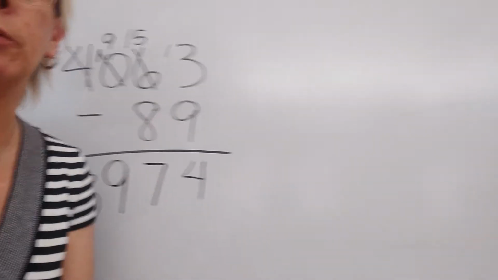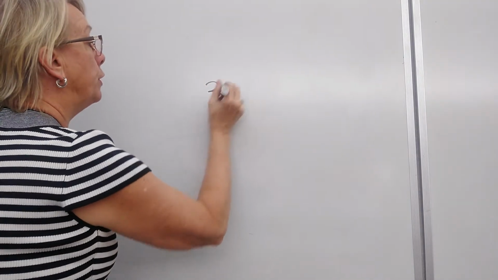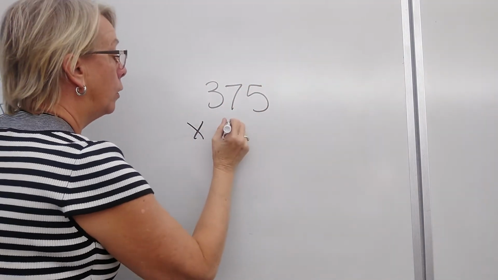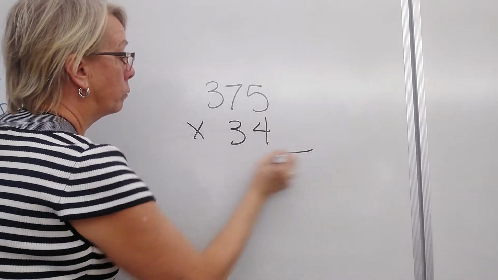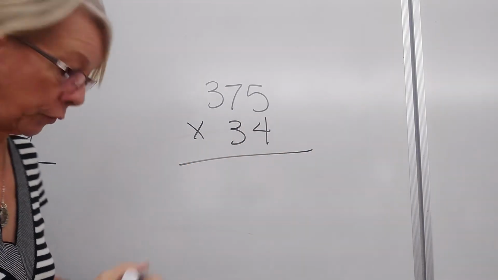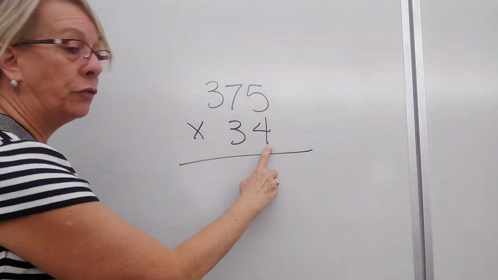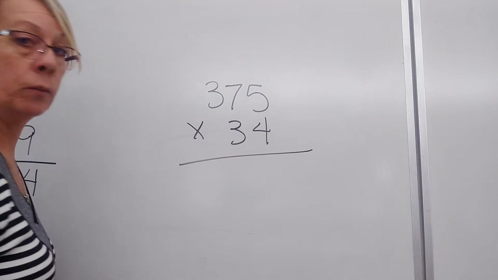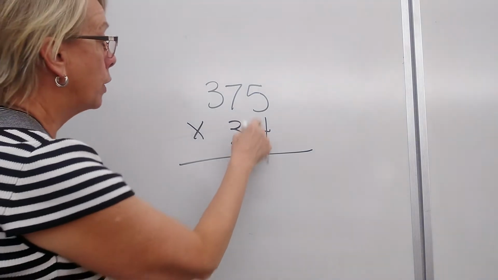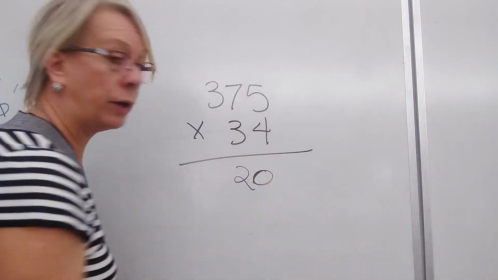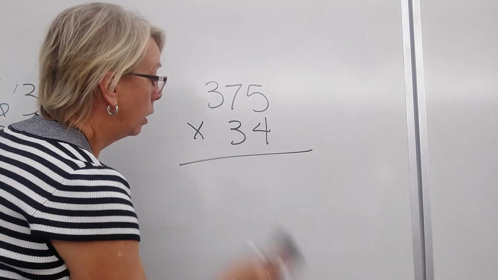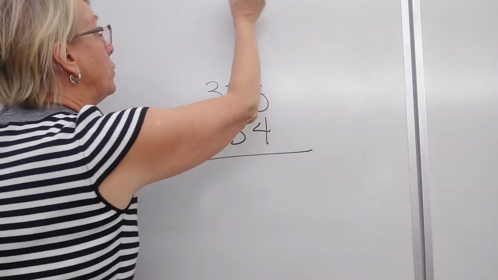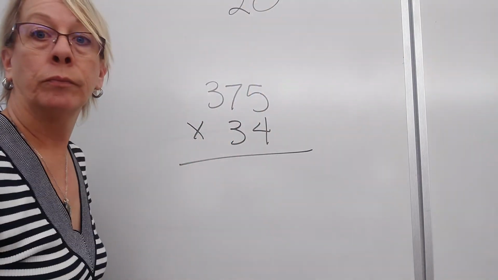All right, let's do some double-digit multiplication. How do we do this? Let's do 375 times 34. Not too hard. So the first step is to multiply the ones place number times each of the 3 top numbers. So 4 times 5 is 20. Do I just write the 20 down here? No. 20. So a 20 is 2 10s and no 1s.